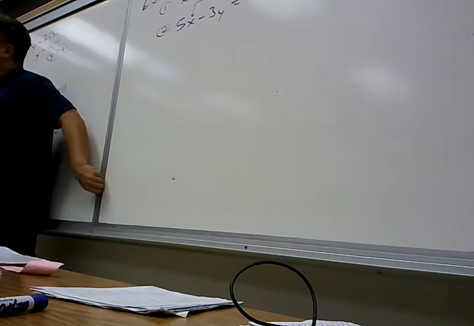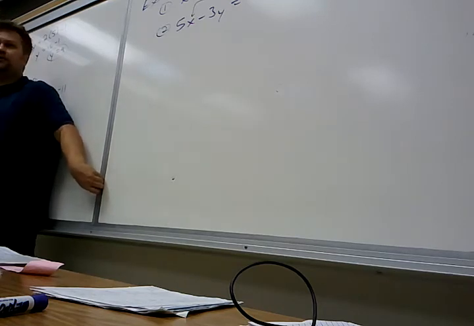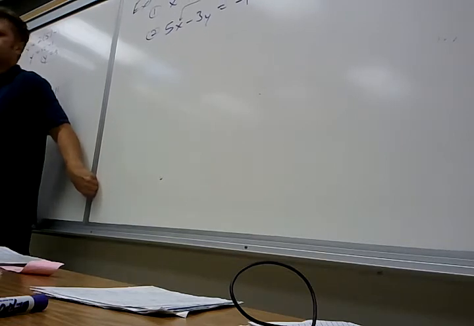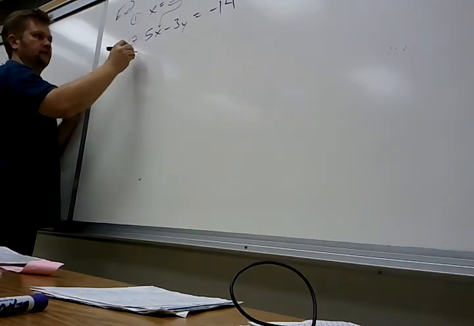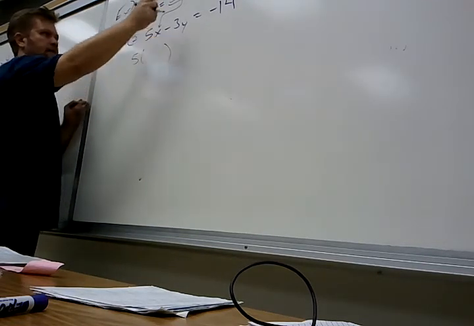Right? So there's too many variables. I want to get rid of one of them. One way to do it is to replace it with something about the other variable. Then I've only got one variable. So if I rewrite this, it'll be 5 times x, but x is this.